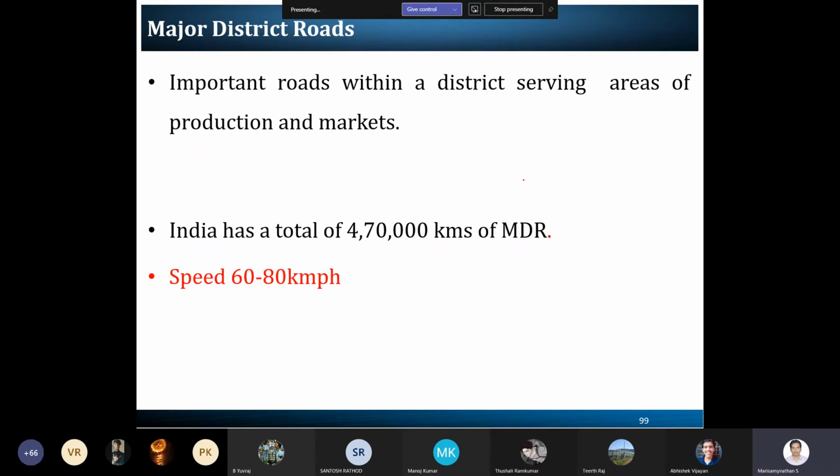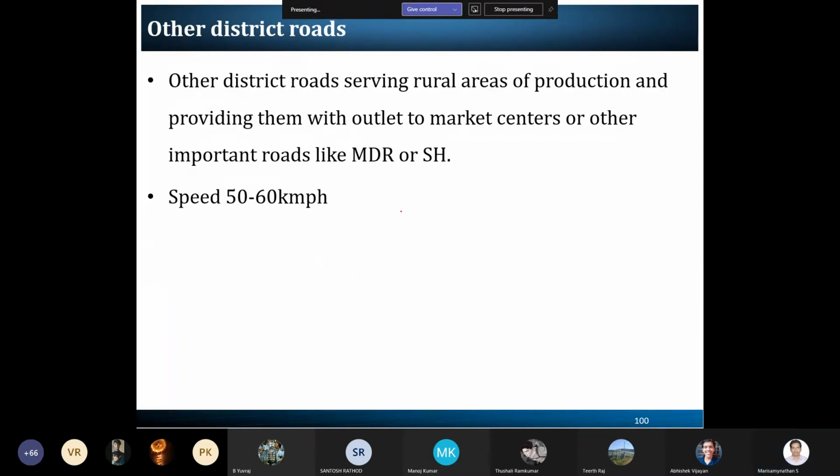Then another one will be the major district road. This is within the district, how it is connected, and probably they follow 60 to 80 kilometers per hour speed in that particular corridor. And the total length is 4,70,000. At the same time, the other district road can also be defined, but the speed range is 50 to 60 kilometers per hour. The same purpose, but in the rural area we are serving with a restricted speed. So this is nothing but the other district road.